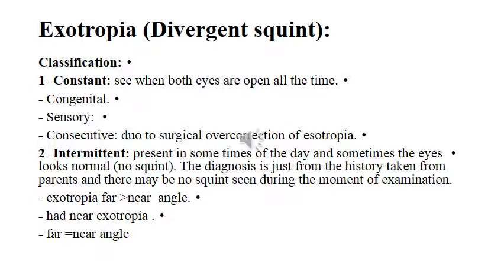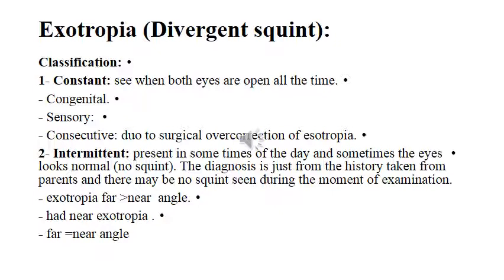The treatment for exotropia is usually glasses to correct any refractive error. We should correct any amblyopia, and then surgery if the glasses and amblyopia treatment are not beneficial. So we don't go for surgery as a first step.